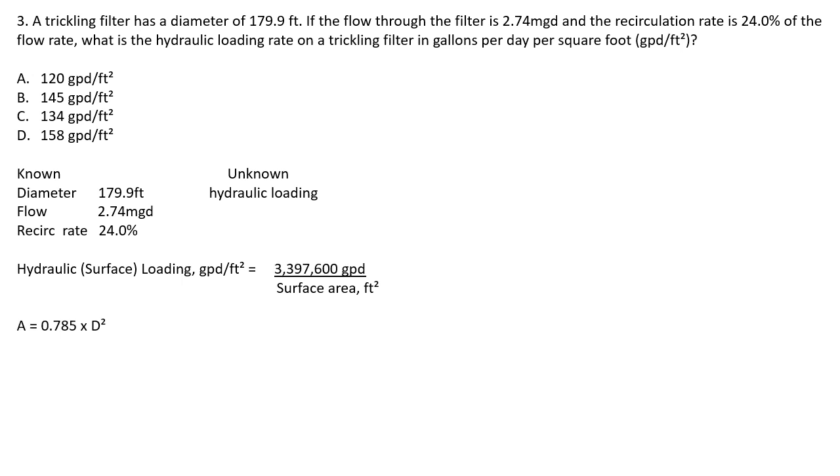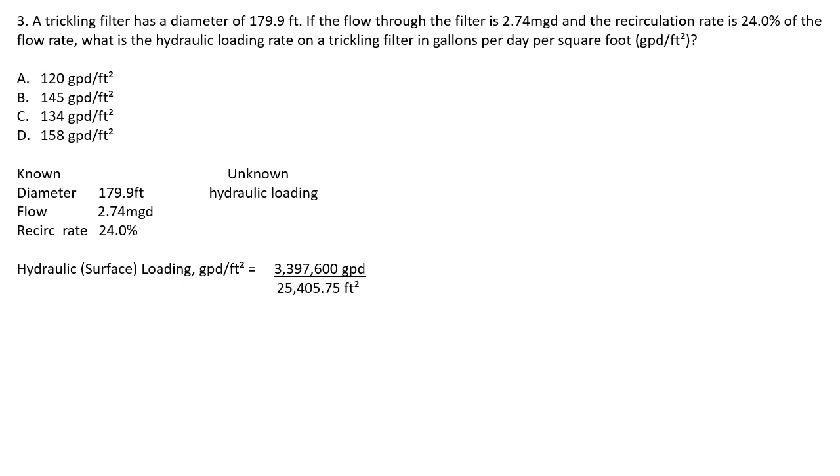Now we need to find the surface area of our trickling filter. They gave us diameter, so the area is 0.785 times diameter squared. So 0.785 times 179.9 times itself. Do your math. You get 25,405.75 square feet. So now we can plug that into our formula.